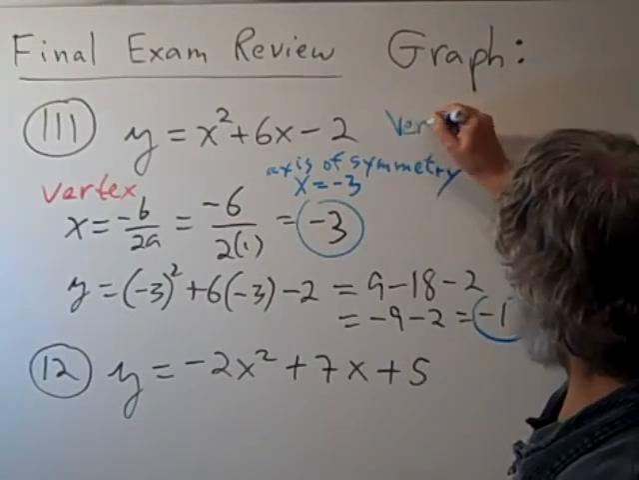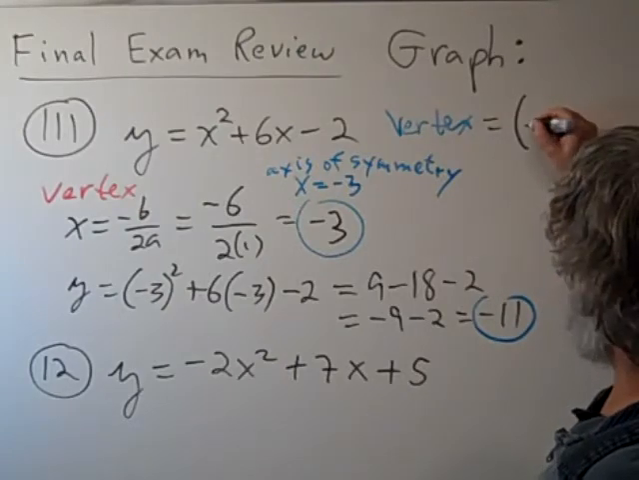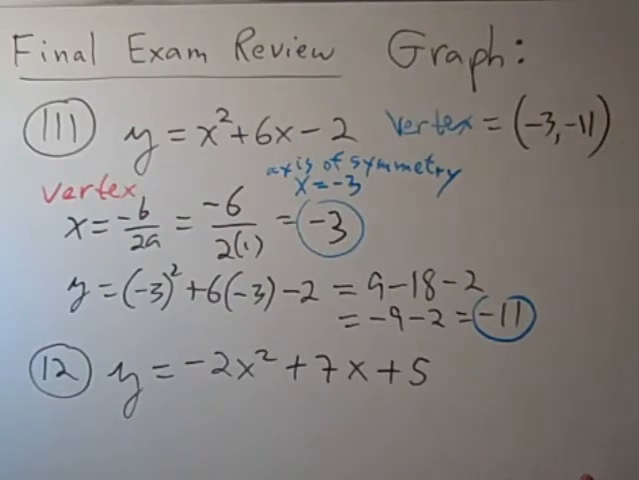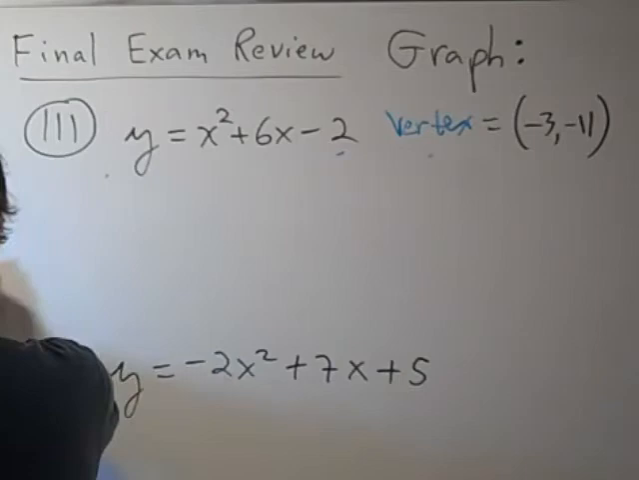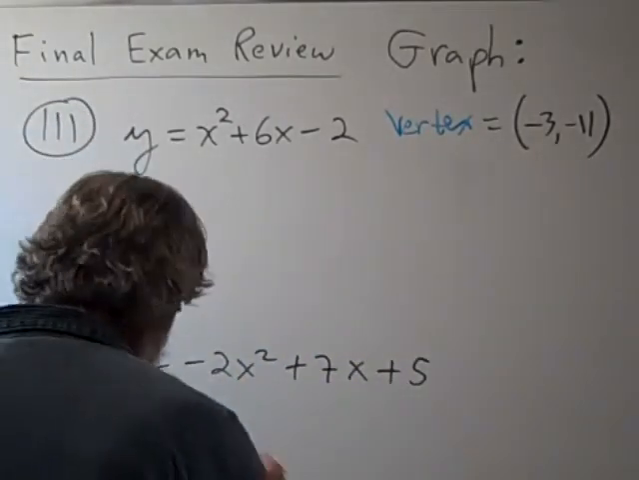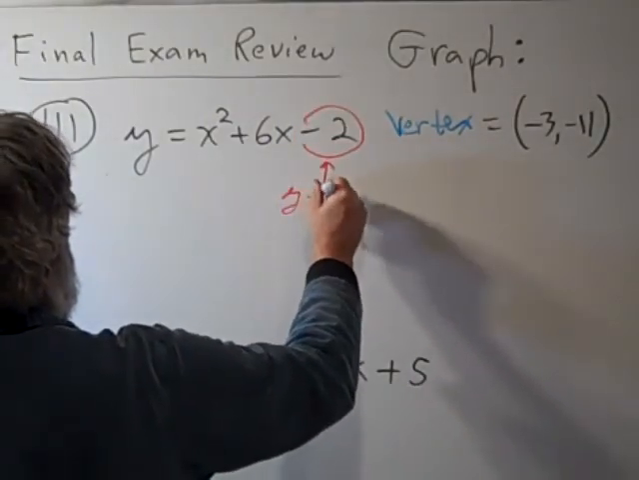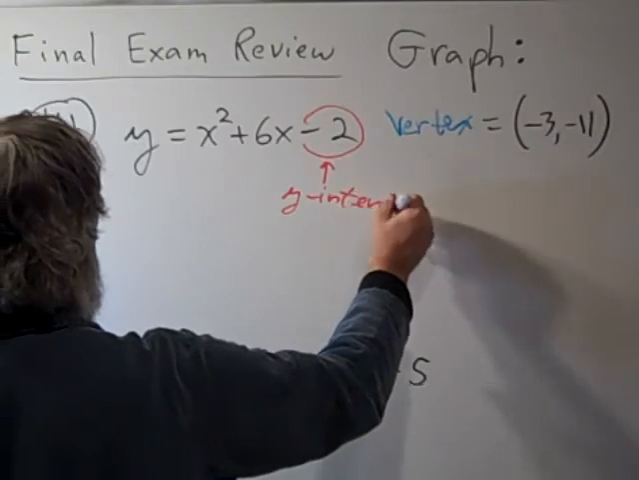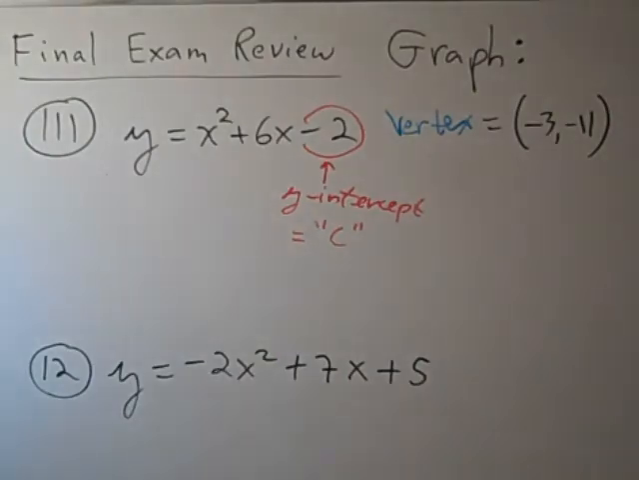So the vertex of this parabola is the point negative 3 comma negative 11. Now that we know that, let's also find the y-intercept, because that's easy to find. The y-intercept is right here. That's the c term in the quadratic equation in standard form. So that's the y-intercept at negative 2.